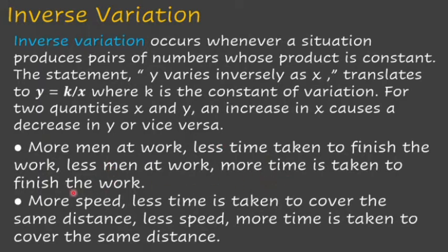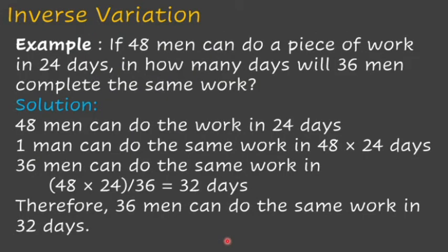Ano pa? More speed, less time is taken to cover the same distance. Less speed, more time is taken to cover the same distance. Ibig sabihin, kapag mas mabilis, mas konti yung time na kailangan para mapuntahan yung isang lugar or yung certain na distance. Kapag mas mabagal naman siya o mas konti yung speed, mas marami yung time na kakailanganin mo para mapuntahan mo yung destination mo or yung distance na kailangan mong makover. Okay, so they are inversely proportional.